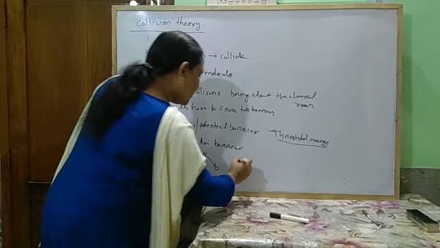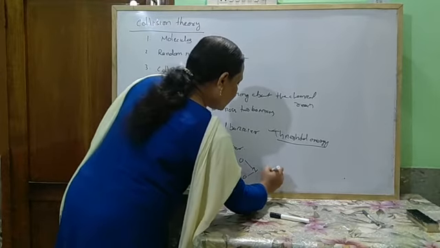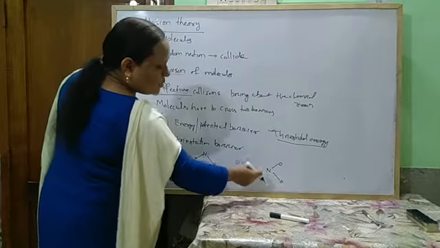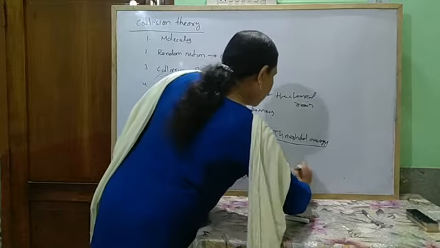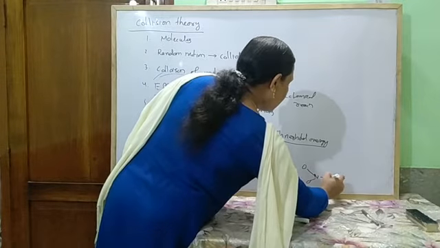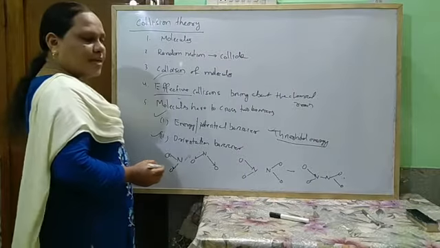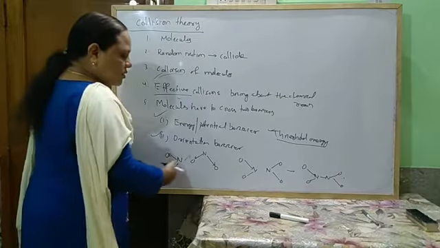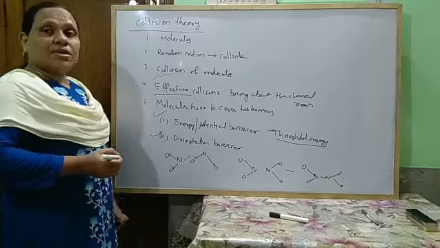But if they are properly oriented, like this, and the other molecule is aligned in the right way, then the two molecules give rise to the product N2O4. So for the formation of N2O4, the NO2 molecules should be properly oriented.